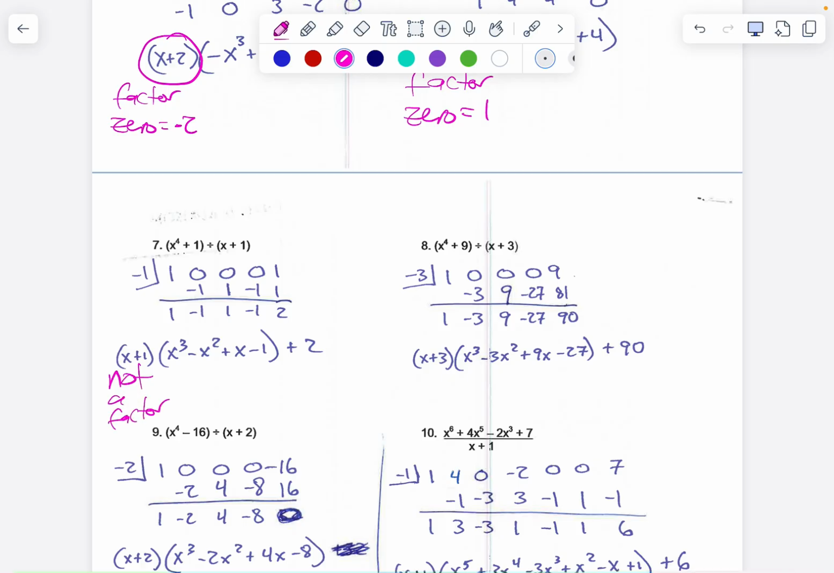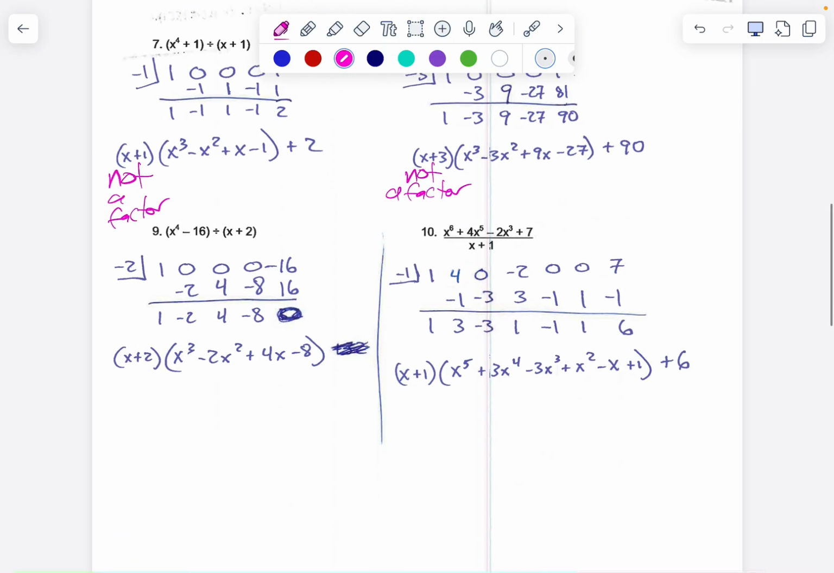8. Not a factor. 9. 9 was a factor. This one came up a lot on this sheet. 0 was. Okay, how about 10? Not a factor.